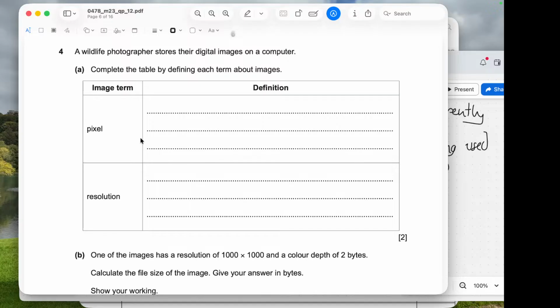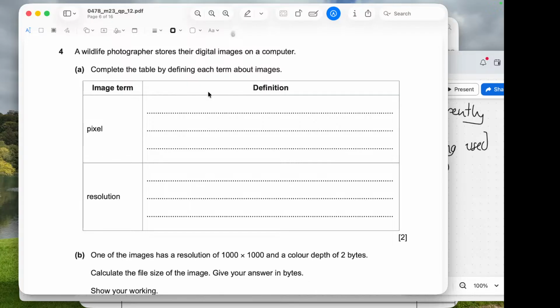So, a wildlife photographer stores their digital image on the computer. Can we define a pixel and the resolution? I think pixels as well. Pixels is one of those things where you kind of know what it is, but actually defining what it is in an exam is quite hard. You could say it's a dot on a screen, but that's not quite computer sciencey enough.